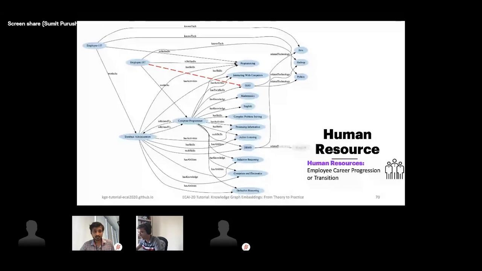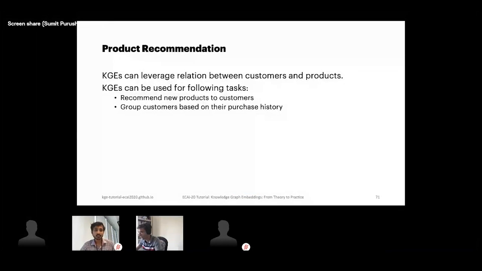So let's look at the next use case, that's of product recommendation. Again, here what knowledge graph embedding models can do is leverage relationships between customers and products. For example, let's say a customer is a friend of another customer and products are similar. All these relational interactions can be captured by these kinds of models, which would otherwise not be possible with a recommender system and so on, because they are not relational based. So that's how knowledge graph embeddings can be used.